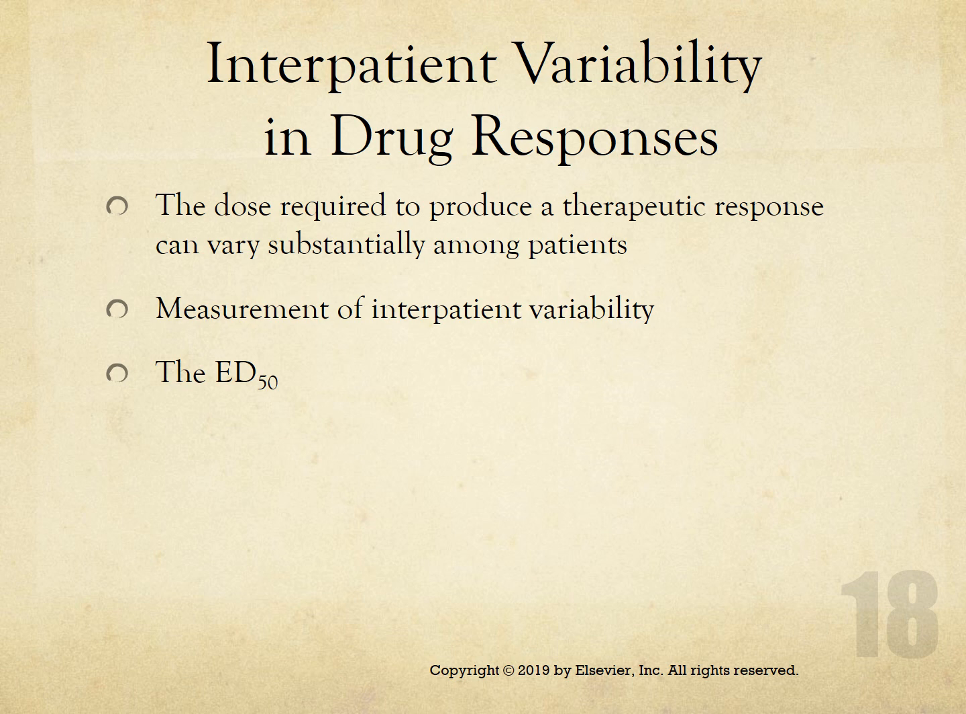Interpatient variability in drug doses. This is the dose required to produce a therapeutic response that can vary substantially among patients. It is the measurement of interpatient variability, and you may hear the term ED50, which is the effective dose, 50%, and that's the dose that is.